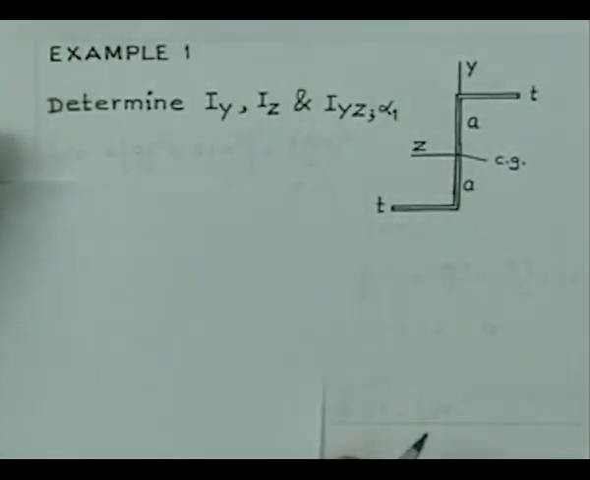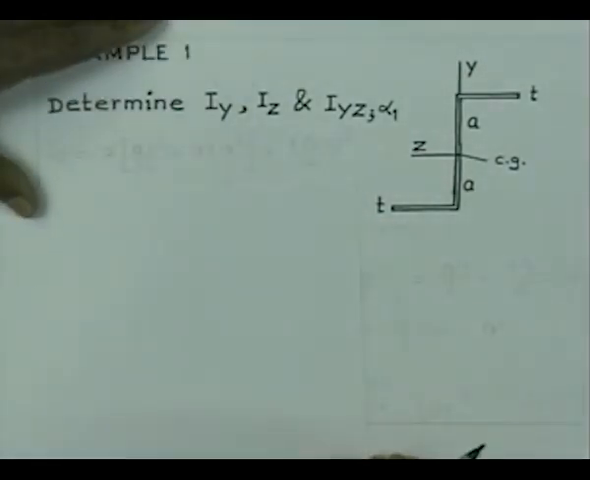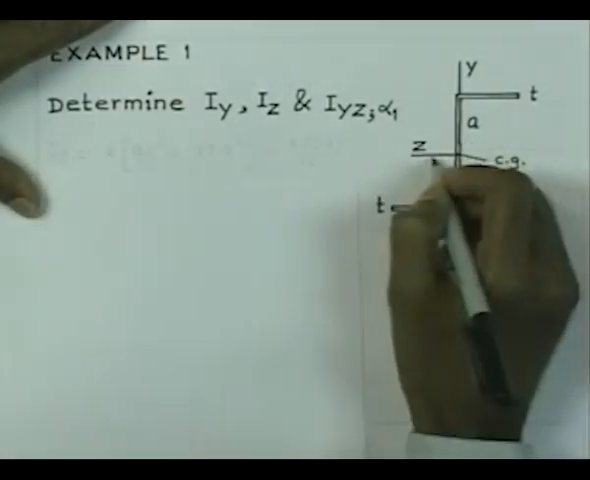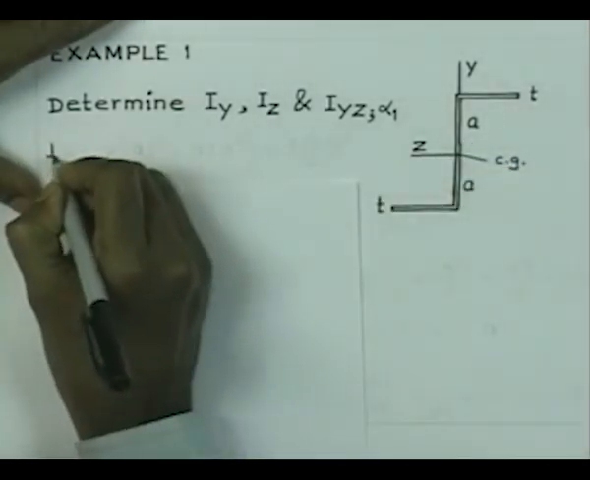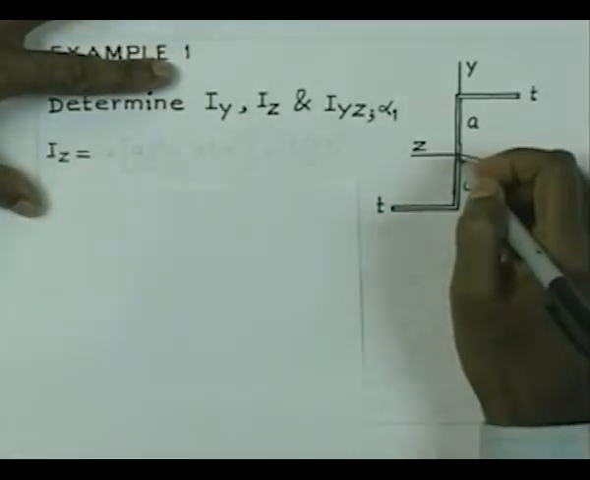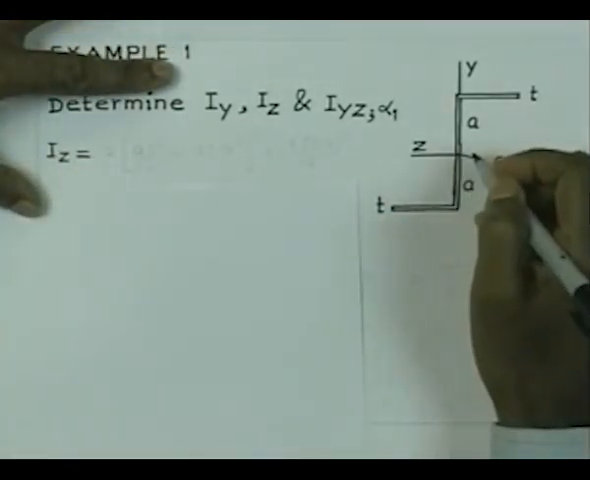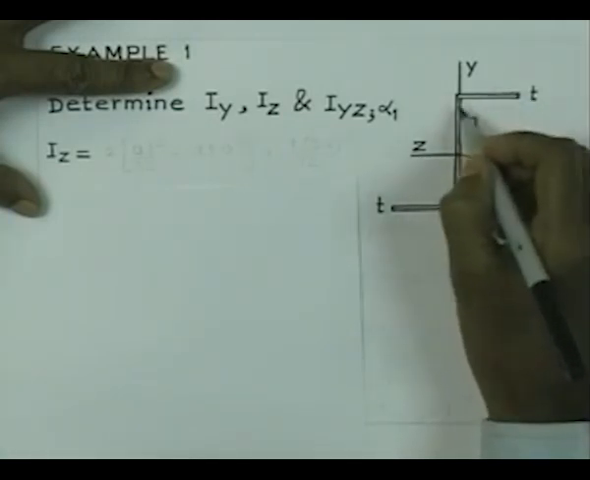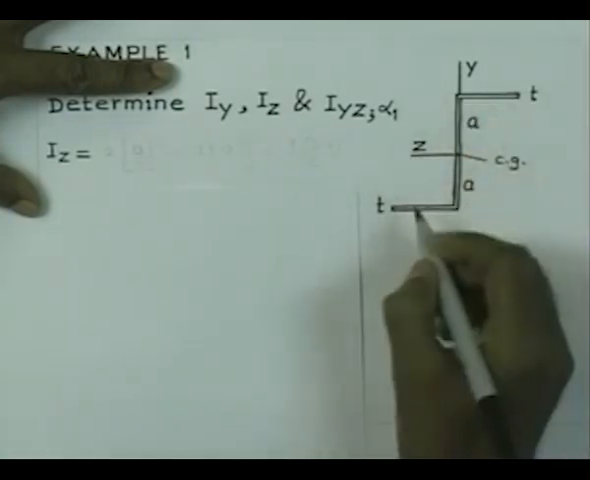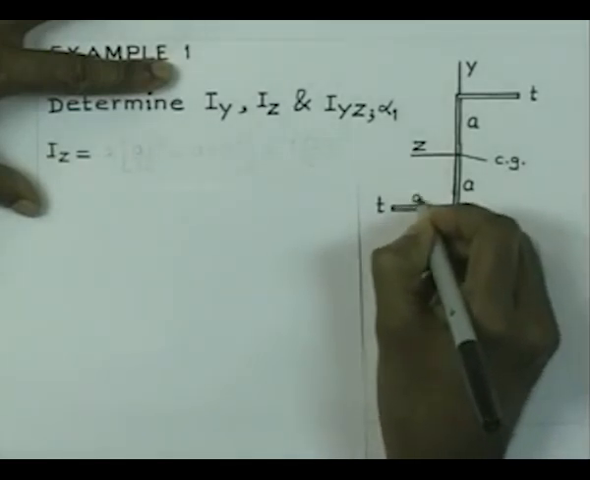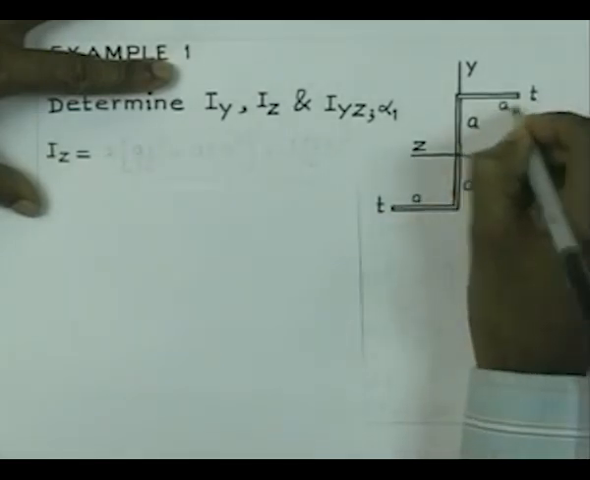Now, let us try to calculate first of all the moments Iy, Iz and Iyz. So, if I consider Iyz, to calculate Iyz, I can consider it to be consisting of 3 segments. One is of dimension, let us say, a. Yes, please note that this flange is also having a dimension a and this flange is also having a dimension a.